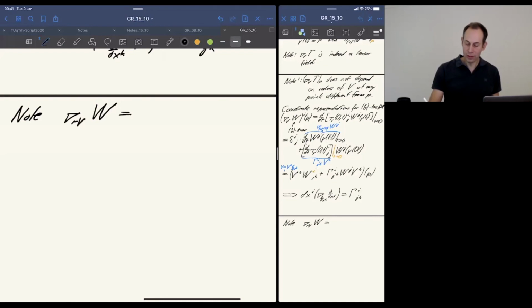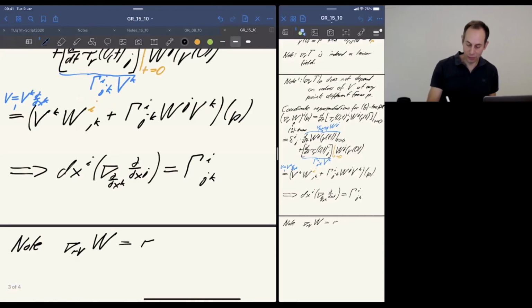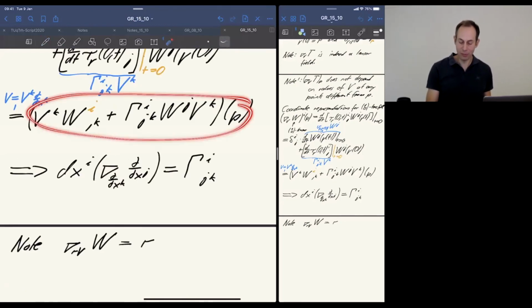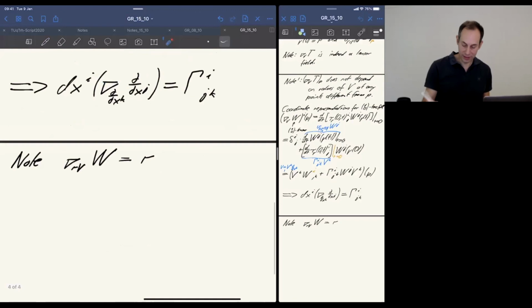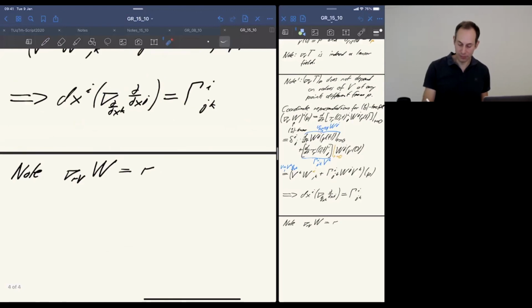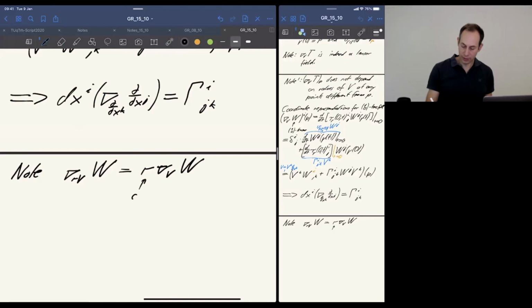And we know that, I mean, that's obvious from the definition. You also see it, by the way, from this coordinate expression. If you scale up the vector V, this just results in an overall factor. So what we get is just r times nabla_V W. And since r is a real number, this is also called R-linearity.